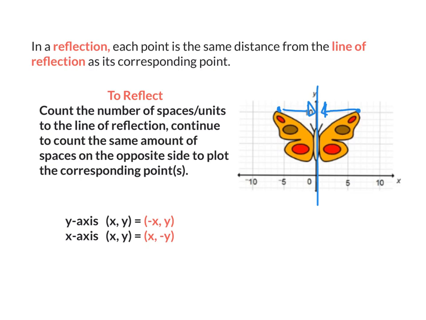So this is what happens to the coordinates when we reflect across the y-axis. The x becomes negative and the y stays the same. When we reflect across the x-axis, the x stays the same and the y becomes negative.